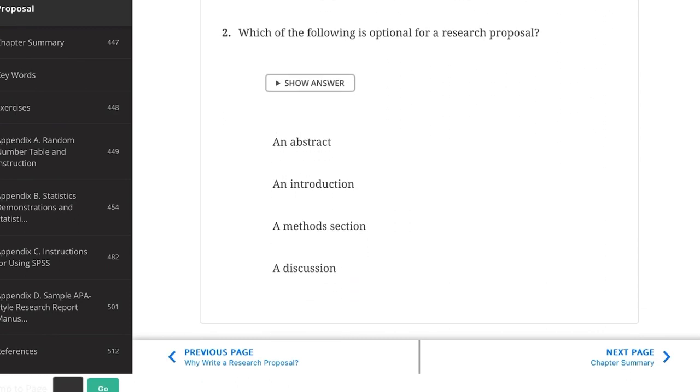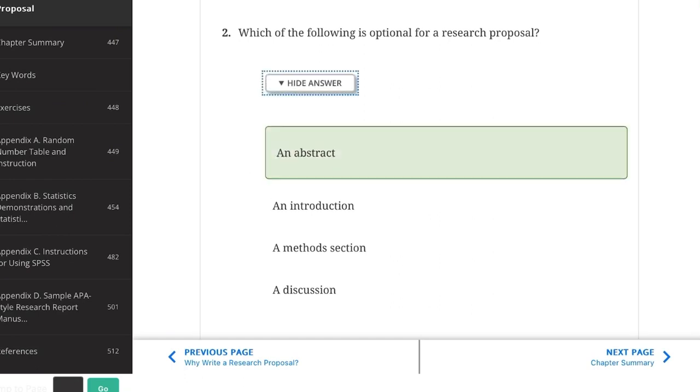Which of the following is optional for a research proposal? And as we just talked about, the abstract is the part that's optional. The introduction and method section and discussion section are not optional. You have to have that literature review and introduce your idea and your hypotheses and all of that. You have to talk about your methods and the procedure and what you're going to do in your study when you're talking about a proposal. And the discussion section, again, is simply talking about what results you hope to find and what you would do with them.